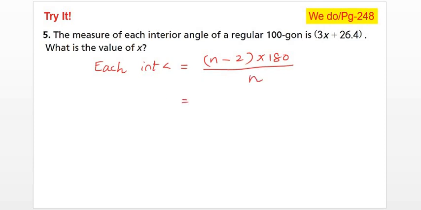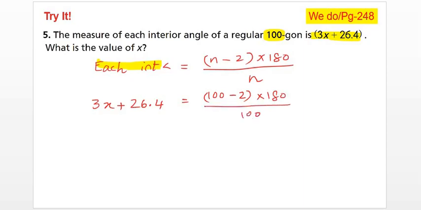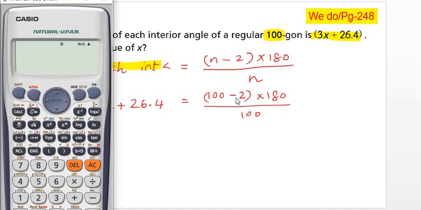So how much is the value of each interior angle? The value of each interior angle is 3x plus 26.4, and n, what is the value of n? The value of n is 100. Okay, so let's replace this n by 100. So 100 minus 2 times 180, divided by 100. We can put these values into the calculator. How? 100 minus 2 will be 98, so 98 times 180 and the answer will be divided by 100. So the final answer in decimals is 176.4.